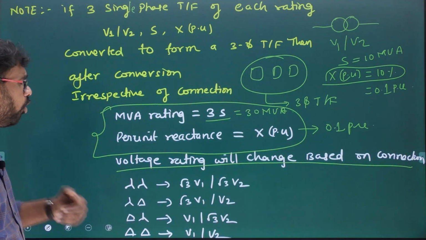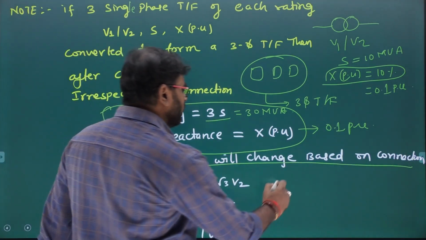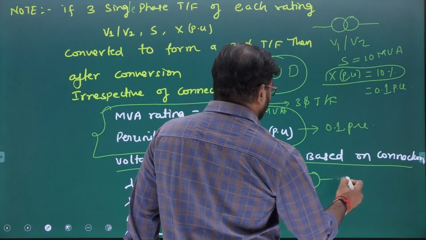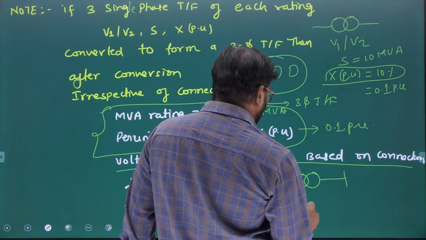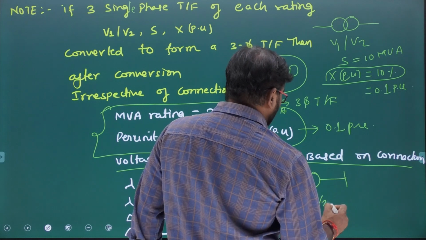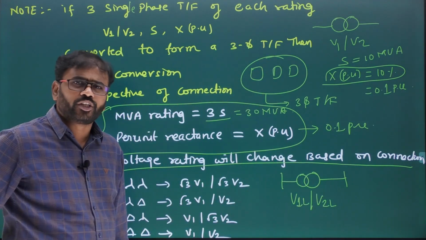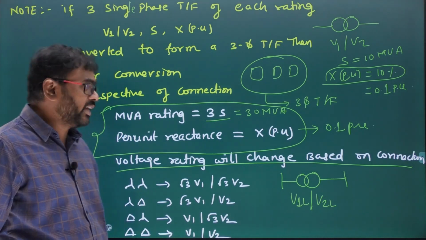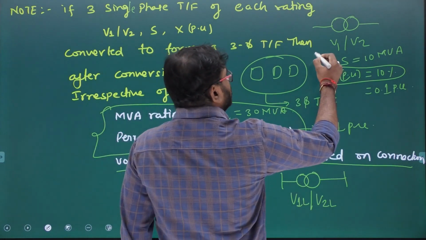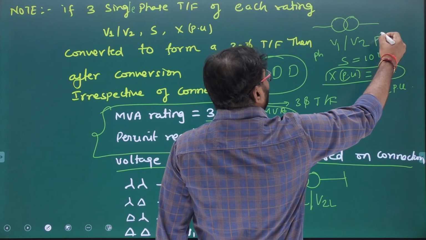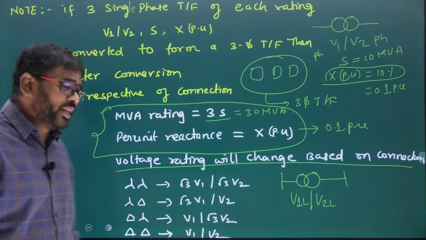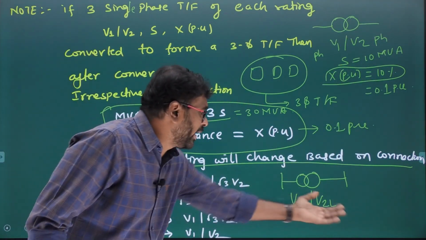Because the voltage rating of a three-phase transformer is line voltage by line voltage. Correct or not? But for a single-phase transformer, by default it is a phase voltage. That you need to accept. Correct or not? So this is by default phase voltage. But now when I say three-phase transformer, you have to show line voltages.